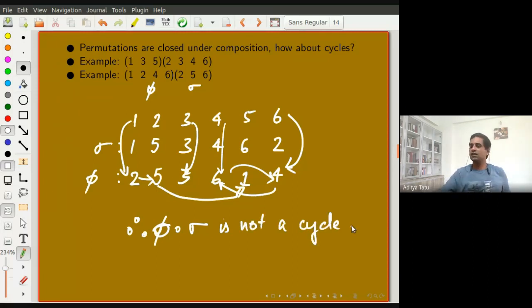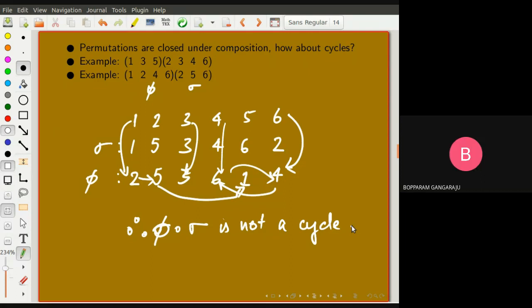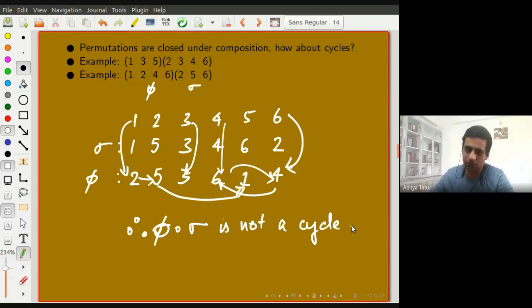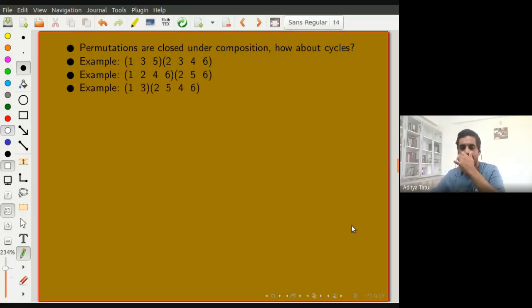So what is the conclusion? Composition of cycles is not a cycle. Cycles are not closed. Okay, great. Let's do another example. How about this third one? I'll give you a hint: you don't need to write down anything. Just stare at this, and you should be able to figure out what will happen.